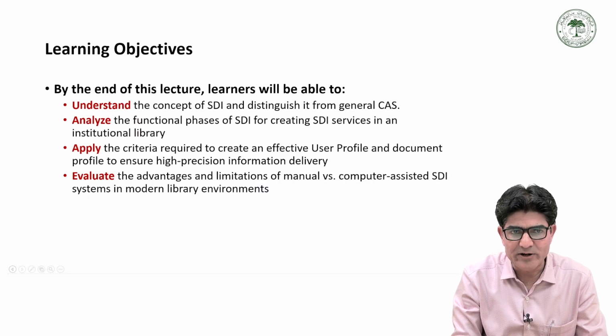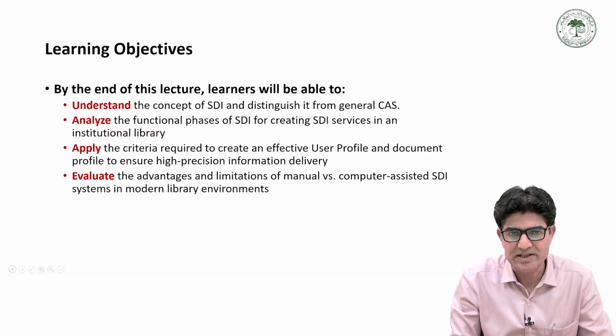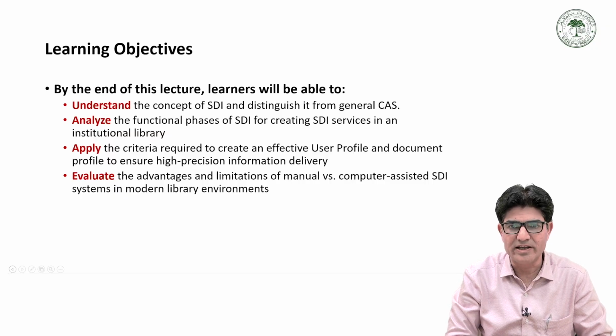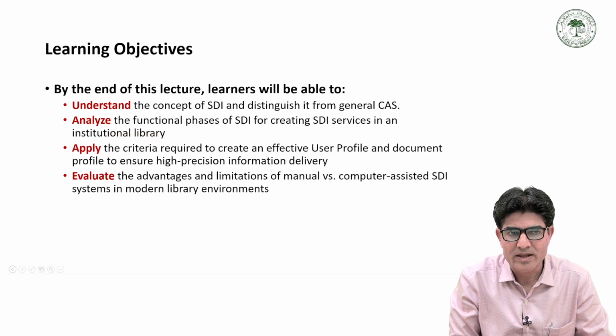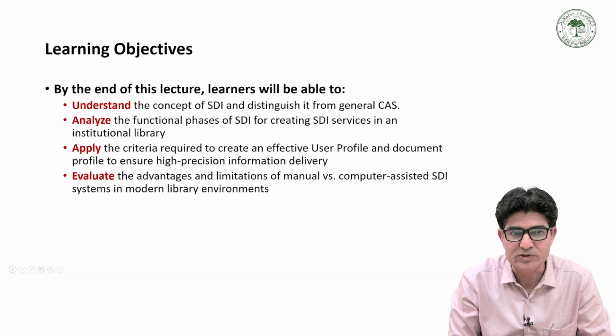So by the end of this lecture, it is expected that the learners will be able to understand the concept of selective dissemination of information, and they will be able to distinguish SDI from general current awareness service. They will be able to analyze the functional phases of SDI for creating SDI services in an institutional library or even in the documentation center.